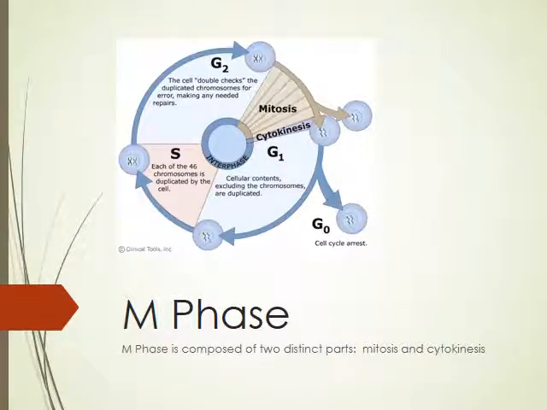M phase, mitotic phase, occurs after interphase completes. And it's made up of two parts, mitosis and cytokinesis.